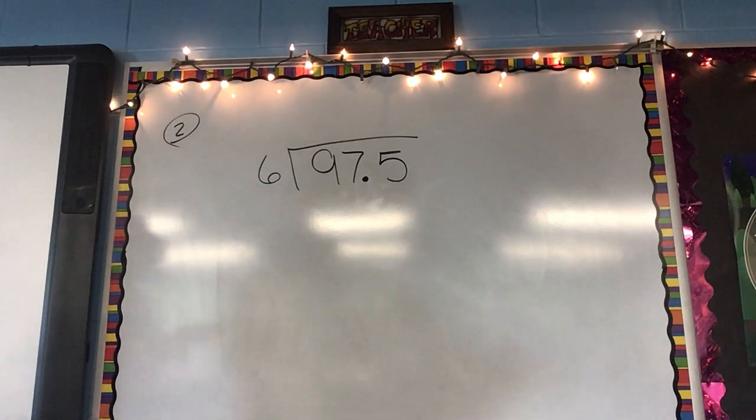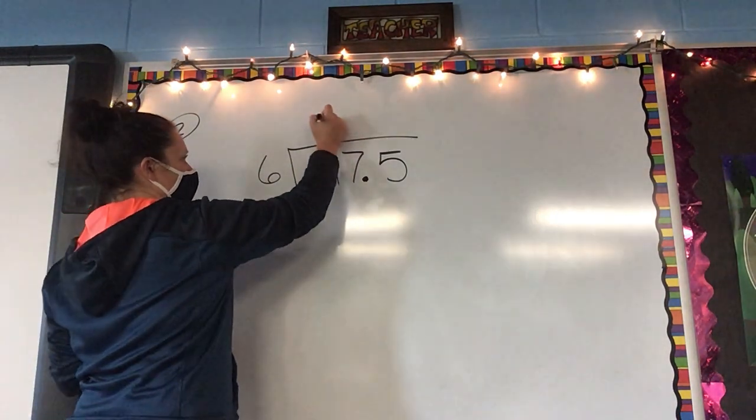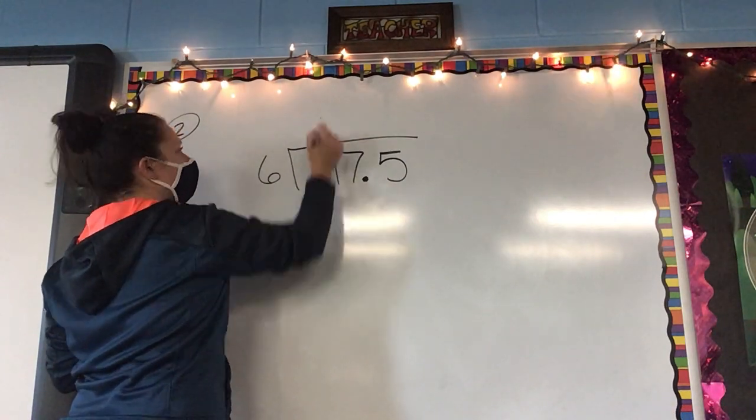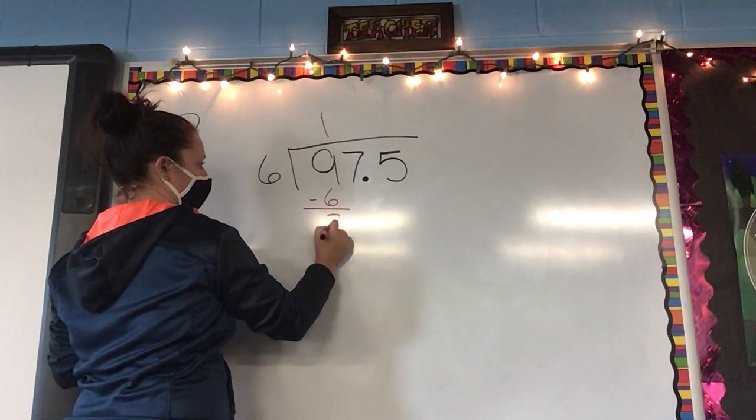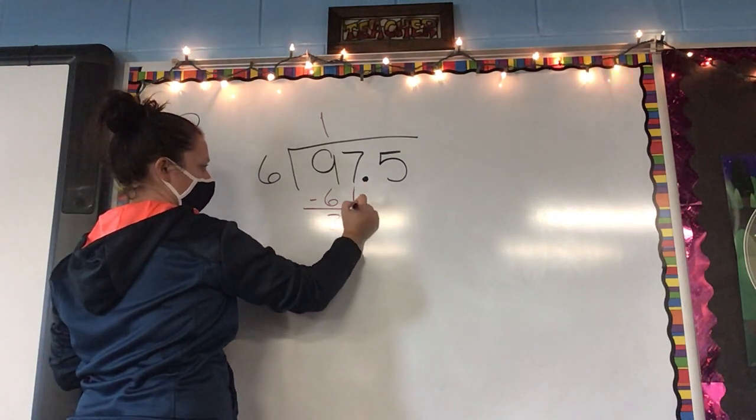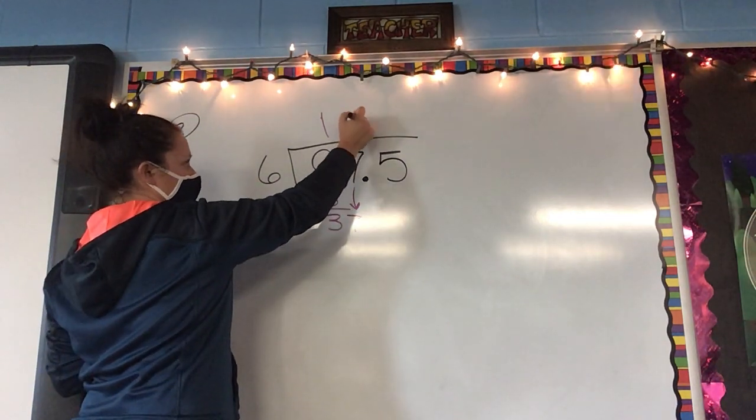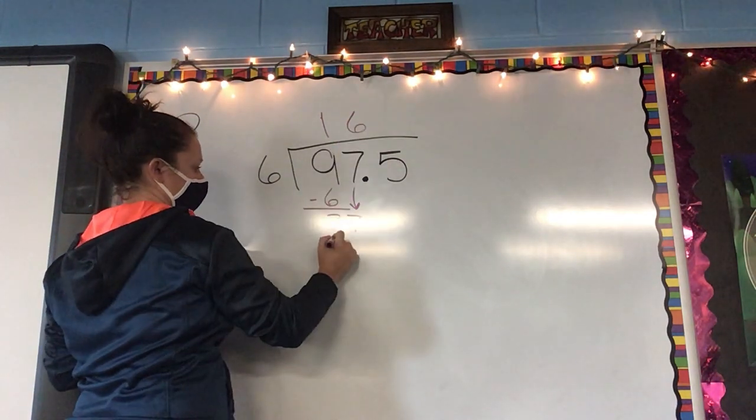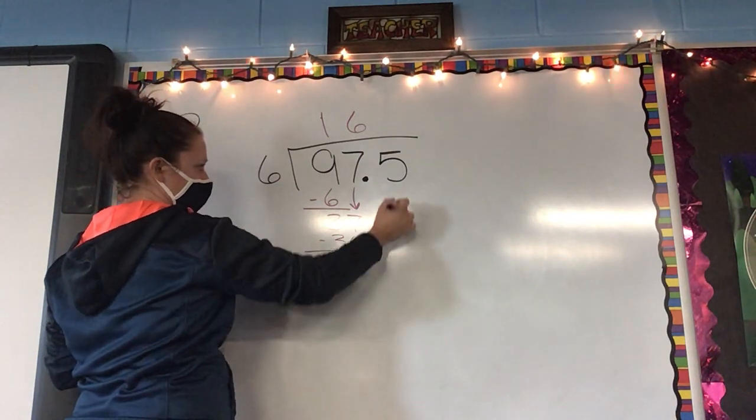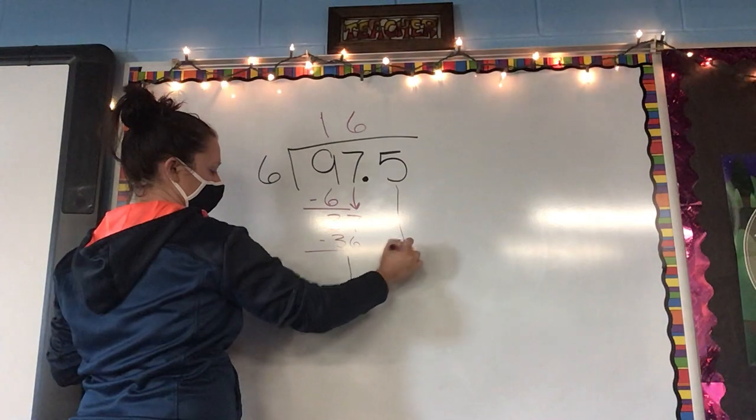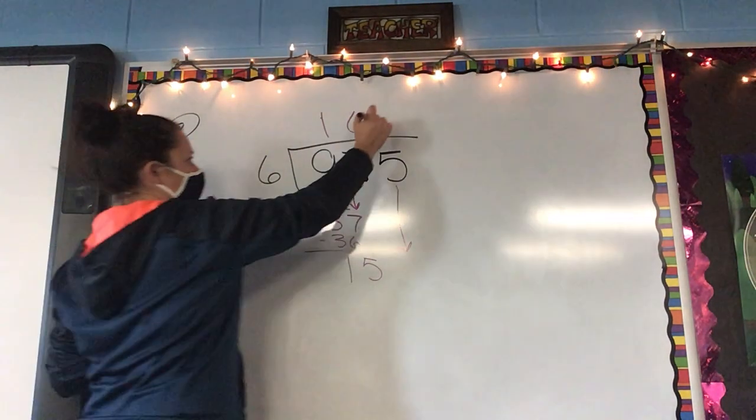All right, Brooklyn, talk us through this. What's 9 divided by 6, Brooklyn? 1. Yep. And then I bring down my what? 7. What is 37 divided by 6? 6. Because 6 times 6 is 36. And then I bring down my 5. Good.